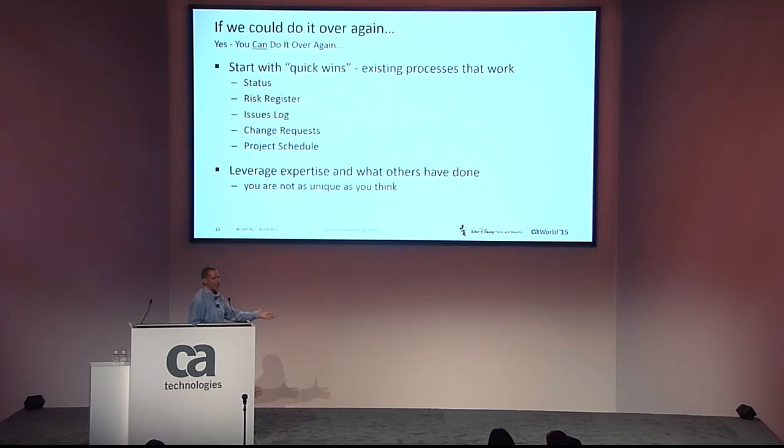And with those false starts, we wanted to actually challenge ourselves. So we went back and decided to start with what we were calling quick wins: existing processes that we believed worked for us and our organization understood. For us at Parks and Resorts, that was really around status reporting, issues, risk register, change request, and schedule. The core blocking and tackling of project management.